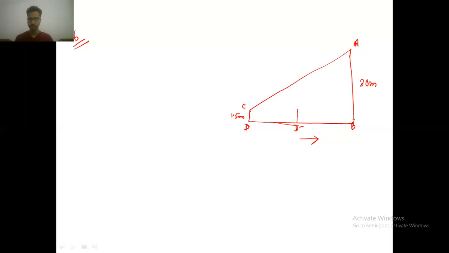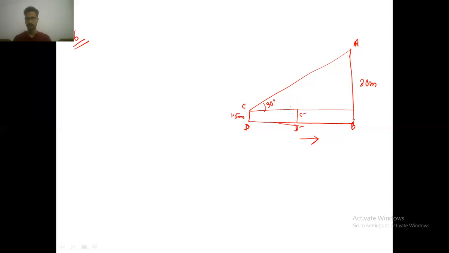Suppose this angle is your 30 degree. Suppose this is your 30 degree. Now when he is walking towards the building and standing at the position D dash, suppose this is your C dash, then the angle of elevation is your 60 degree. That means the angle of elevation is increasing from 30 to 60.